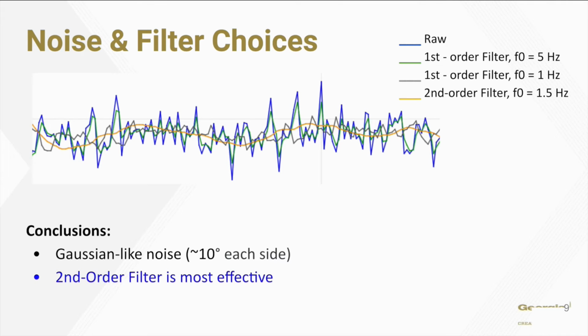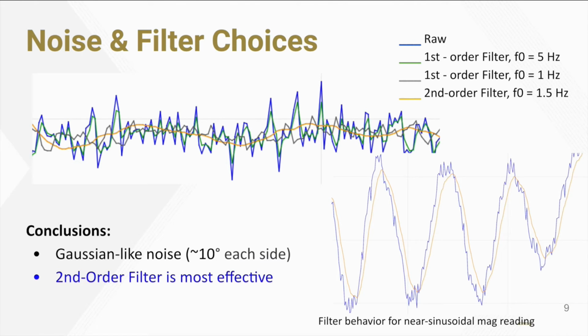Therefore, we need to implement a filter to smooth the data. We tried the first order and the second order filter. The yellow line, which is the second order filter, is the smoothest. So we decided that we'll use the second order filter to implement our avionics system. We then tested this filter with a sinusoidal magnetometer reading trace.